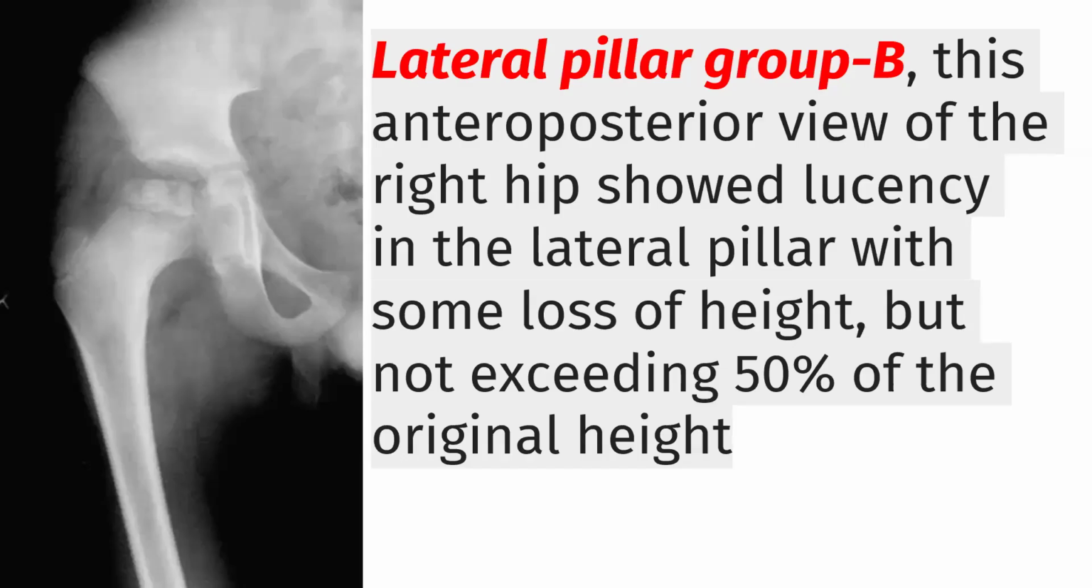This is a lateral pillar B. You see the height of the lateral column is more than 50%. It lies between 50 and 100% of the original height. You can see that there is lucency of the central and medial portion.